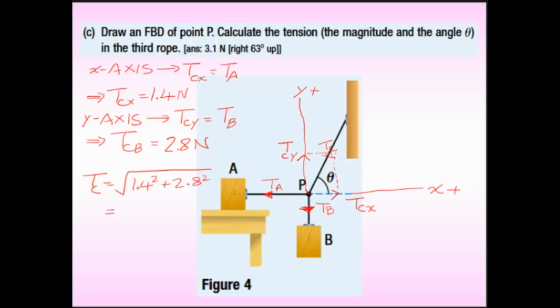Okay, who's got this? I want to stay on this screen. Come on. 1.4 squared plus 2.8 squared. Come on, people. Phones or calculators. Go. Sure, yeah. Nice. How much? 3.1. Bingo. 3.1. Perfect. So 3.1 newtons.